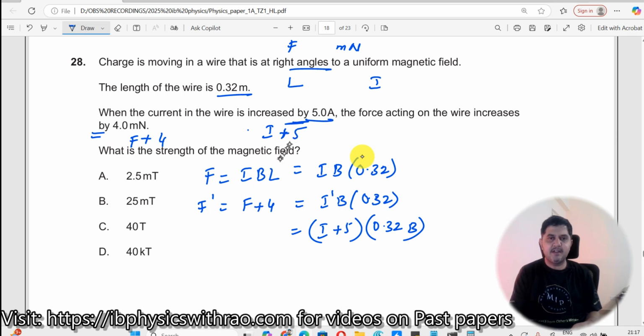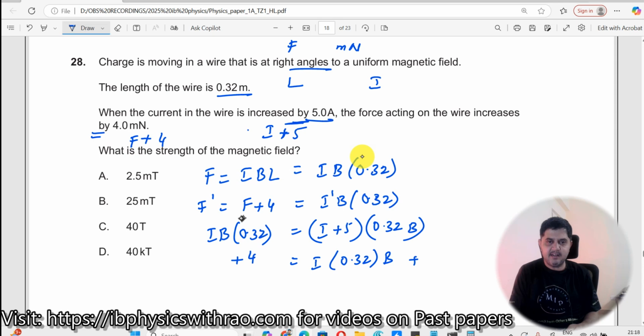What's the value of F? The value of F we have already got is IB into 0.32. Substitute that also. What is it that we require? We need to solve this. Now how do we solve it? What I will do is expand this. I write this as I into 0.32 into B plus, I missed something here. There is a 4 here, right?